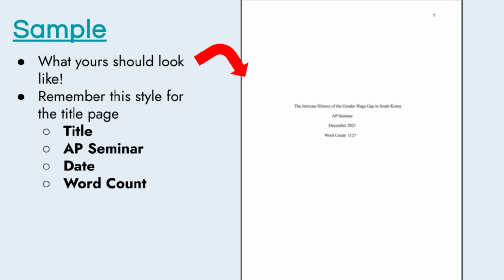Here is a sample of what your essay should look like when you are done. Remember the style for the title page. Firstly, you should have your title. Secondly, you should have the class name, which is AP Seminar. Third, you should have the date. And fourth, you should have the word count.